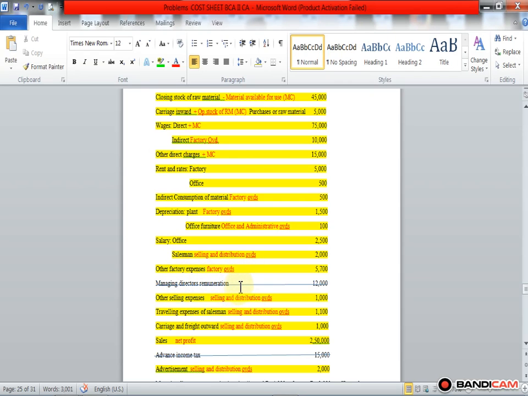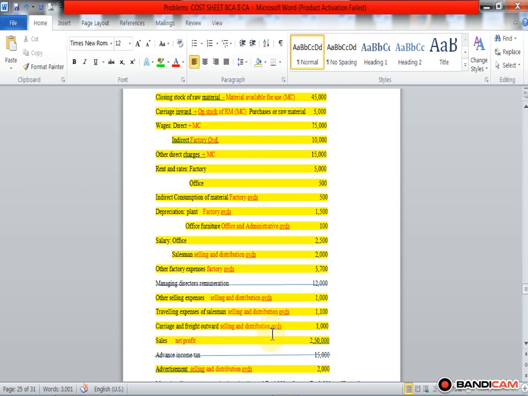Managing director's remuneration should not be taken into consideration. We understood the items excluded from cost sheet. So managing director remuneration, partners remuneration are excluded from cost sheet. So it is ignored. Other selling expenses transfer to selling overheads. Traveling expenses of salesman, selling and distribution overheads.